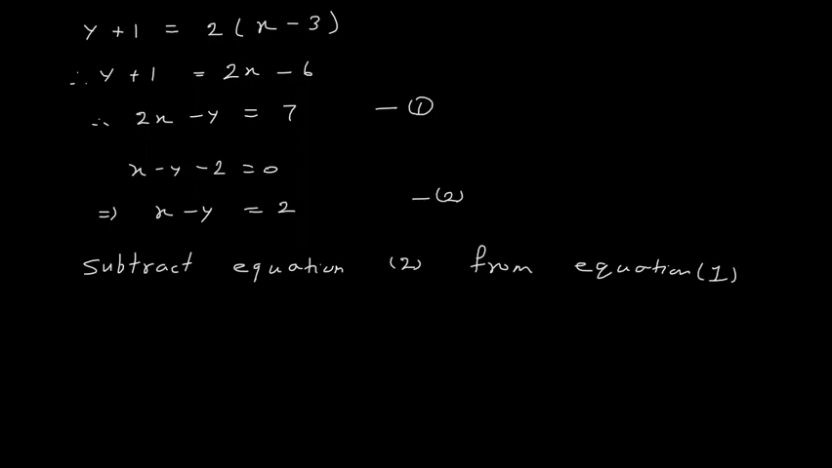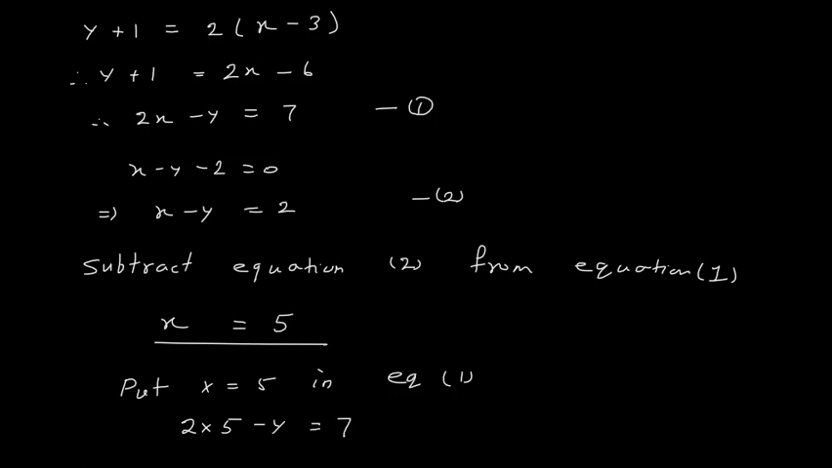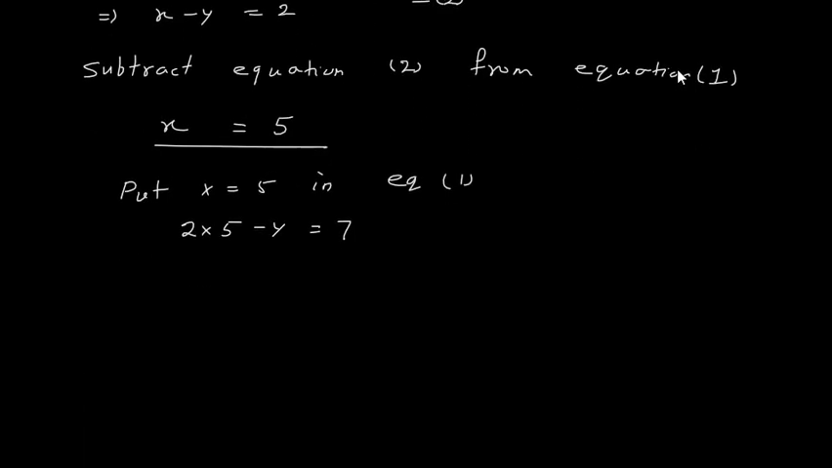If you solve the chapter on equation of a straight line, you will understand what we are doing here. So 2x minus x will give me x. Minus y minus of minus y will cancel, and 7 minus 2 will be 5. So x is equal to 5. Now I will put x equal to 5 in equation 1. So I get 2 into 5 minus y is equal to 7. So 10 minus 7 is equal to y, therefore y is equal to 3. So x is 5 and y is 3.